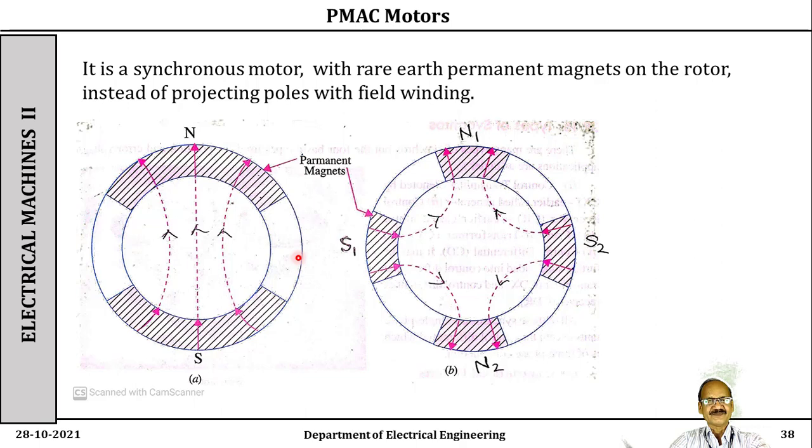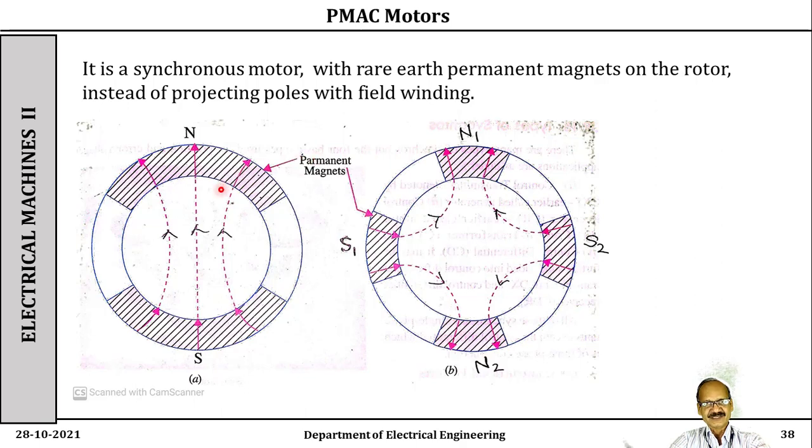The rotor is made up of rare earth permanent magnets, and instead of using projecting poles or salient poles as in a normal synchronous motor. The figure shows the 2-pole and 4-pole permanent magnet rotors.